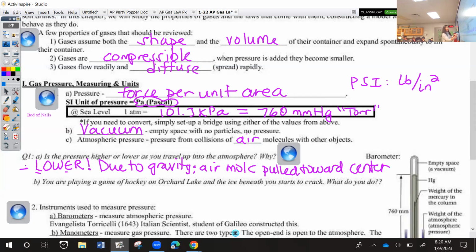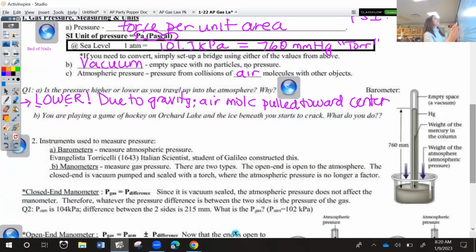You're playing a game of hockey on Orchard Lake and the ice beneath you starts to crack. What should you do? Don't start jumping around, don't start bouncing around, don't get on your tiptoes, right? Instead, what you want to do is spread out. Okay, so let's see why.